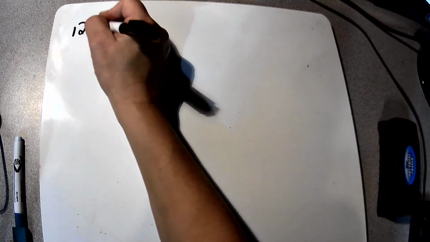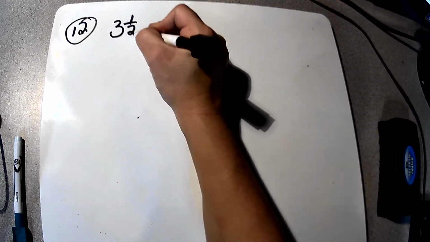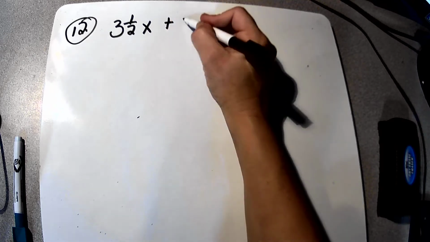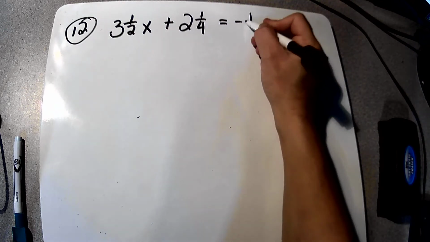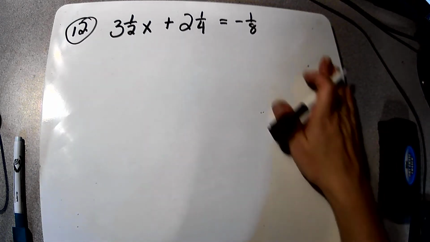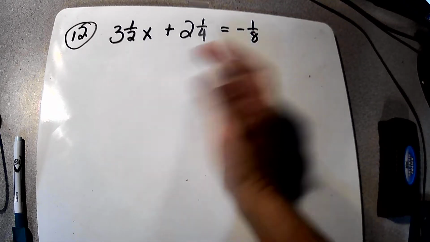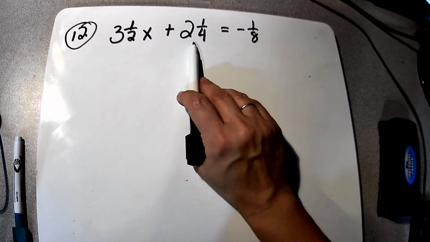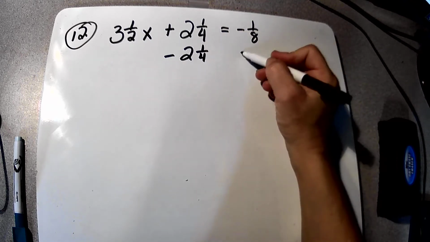This one's not as hard. This one is 3.5 x plus 2 1/4 equals negative 1/8. Okay, so the first thing I have to do, we don't have any exponents, we don't have any parentheses. We're just going to try to get our x's, and we only have one x, so what we have to do first is get rid of this plus 2 1/4. So we're going to do minus 2 1/4.